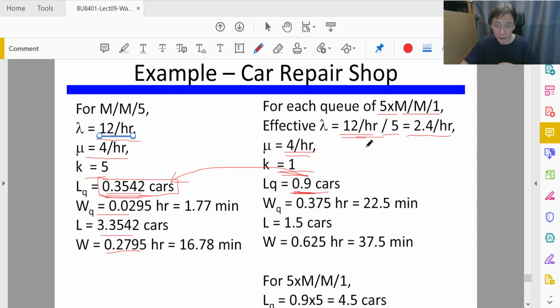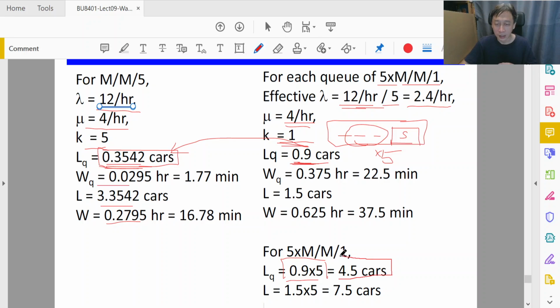But that's not the end, because this is about one server and one queue system. When we actually have five of them, this 0.9 has to be multiplied 5 times more to get a net effective space of 4.5 cars. So we need to rent about 5 car park lots space to make this 5 times MM1 system work. And that's a lot. That's 5 times more than the one car park lot that we plan to get for MM5, right? If we look at L, then this is 3.35, this is 7.5 cars.